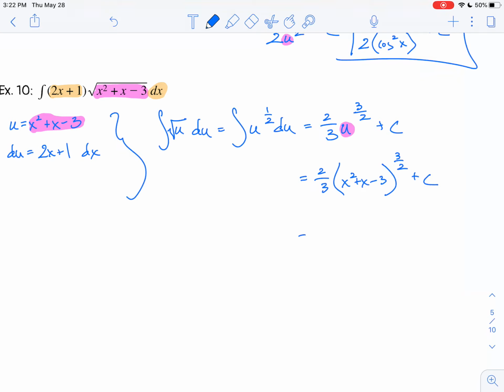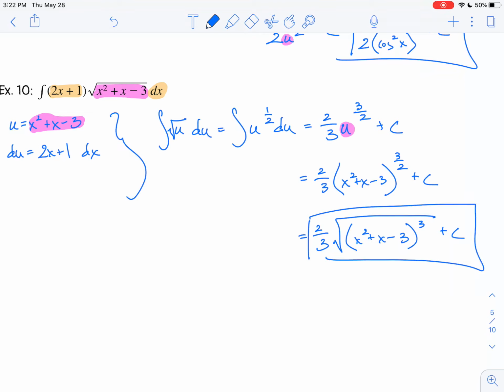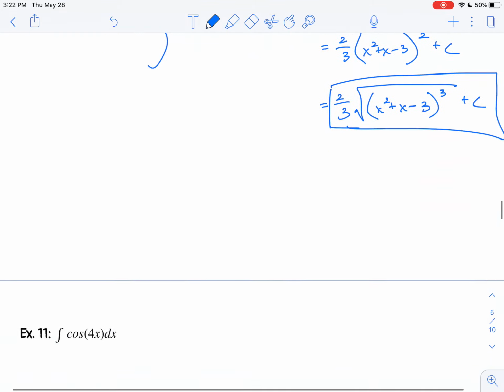And this is perfectly fine as an answer, or if you're checking answers with other sources, they might be more picky and have it like this. Okay? But it's really important that you know how to go back and forth between those two versions. All right, let's take a look at the next problem.